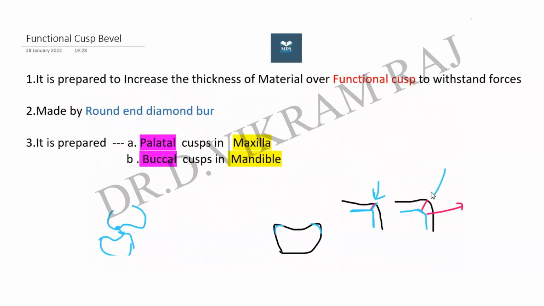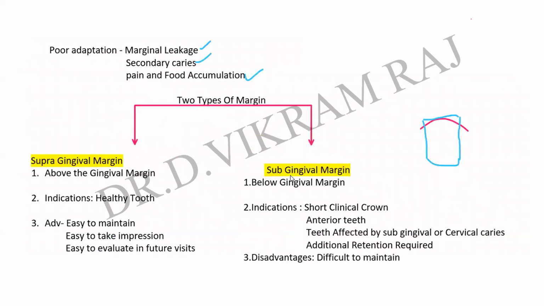And the functional cusp bevel is going to be done on the palatal cusp of the maxilla and the buccal cusp of the mandible, which are called the functional cusps of the maxilla and mandible. And poor adaptation: if the crown has no adaptation to the ridge tooth, then it's going to cause marginal leakage. Secondary caries, pain and food accumulation.